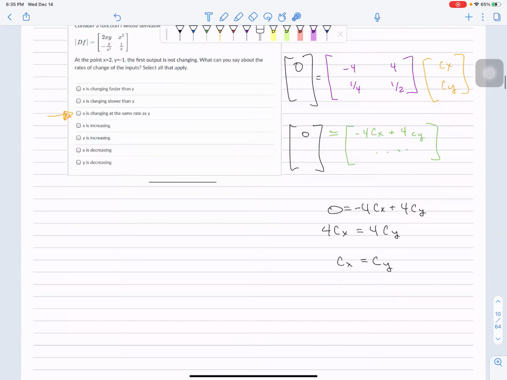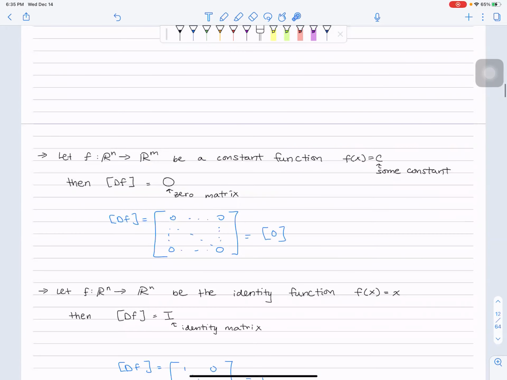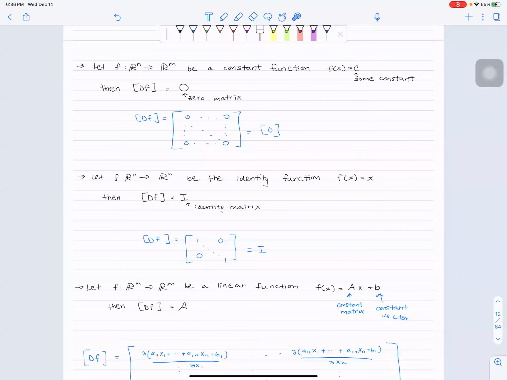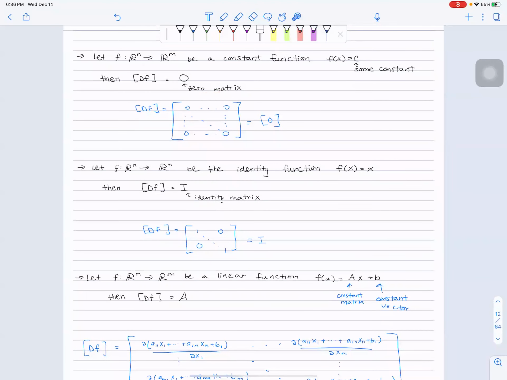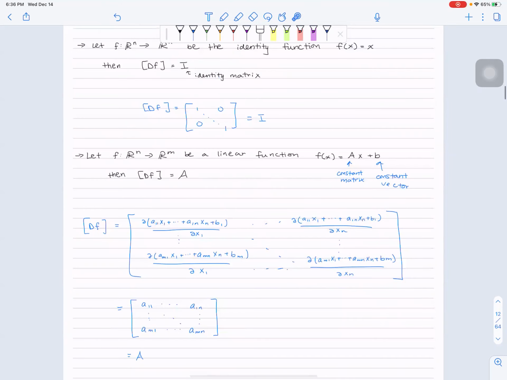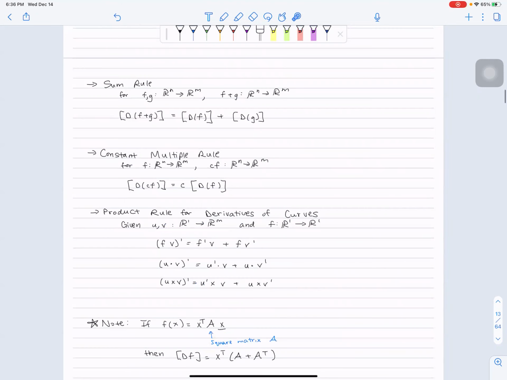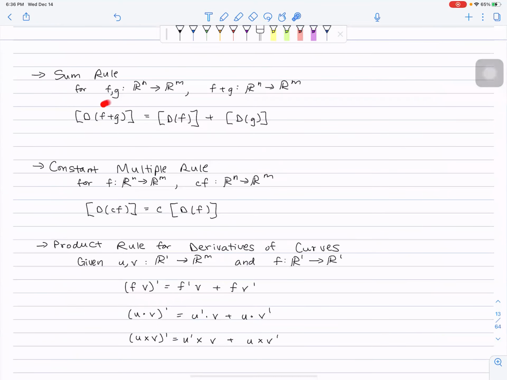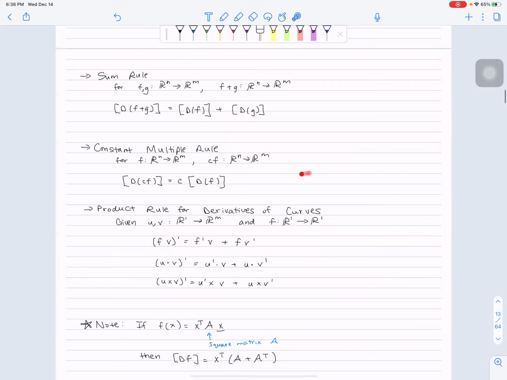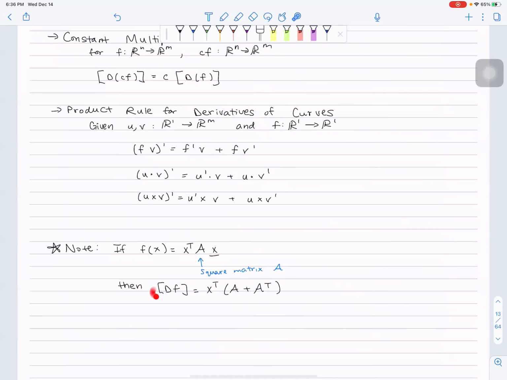Okay, so then I wrote some differentiation rules. So let me just quickly mention that we have the 0 matrix, which you should know, and the identity matrix. Yes, you have all the sum rules. So the derivative of 2 functions added together, you can take the derivative of one function and add it to the derivative of the other function. Constant multiple. And also a nice formula is that if your function can be written as x transpose A x, then the derivative is going to be using this formula. And your matrix has to be square to do this.